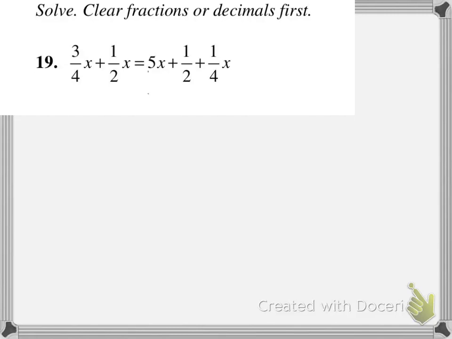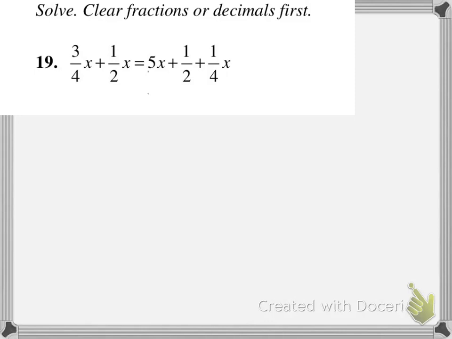Now let's look at this problem. There's a lot of fractions in it, which makes it look a little bit intimidating, but what we're going to do is something called clearing fractions. So let's look at our denominators, which appear to be a 4, a 2, a 2, a 4, and if we think of that 5x over 1. So a 1, a 2, and a 4. So we need to think, what is the least common multiple, or what's the least common denominator between a 4, a 2, and a 1?